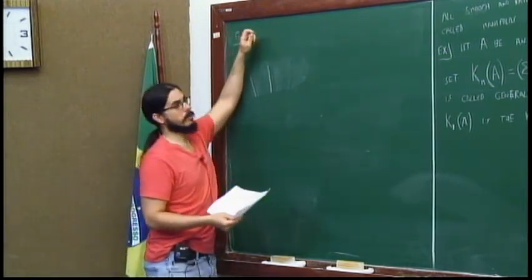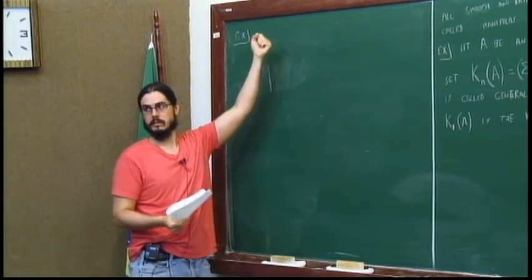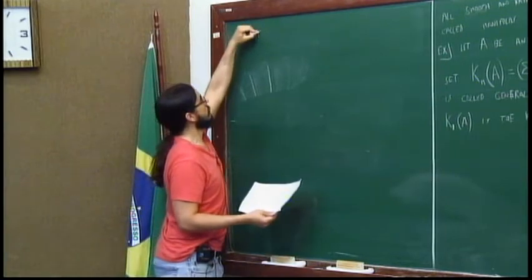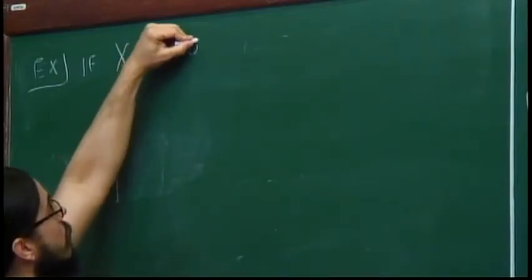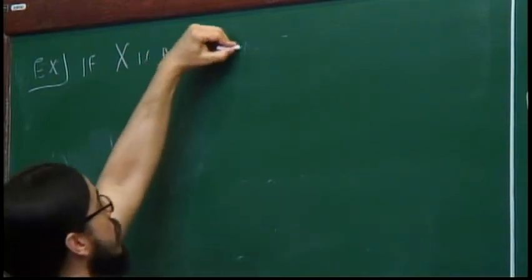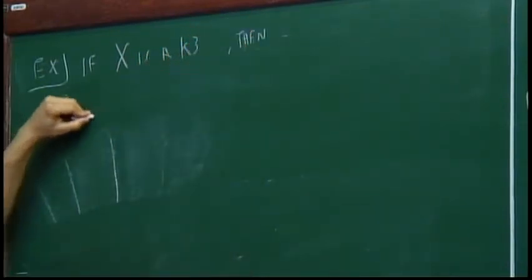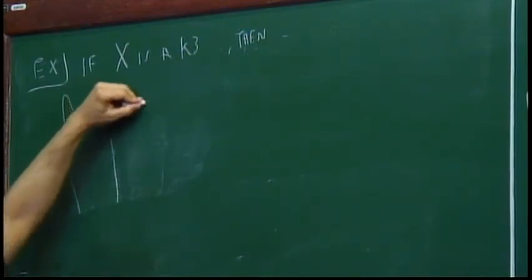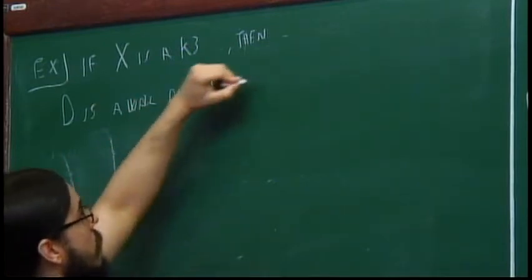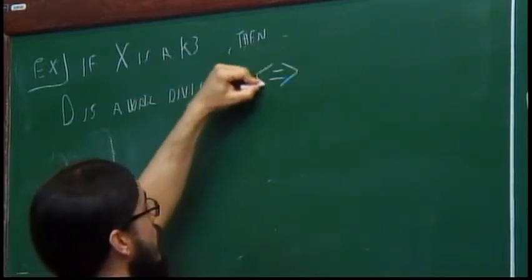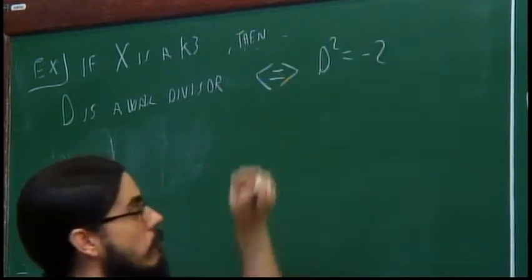So one first example of wall divisors can be given in the case of K3 surfaces. If X is a K3, then D is a wall divisor if and only if D square is minus 2.